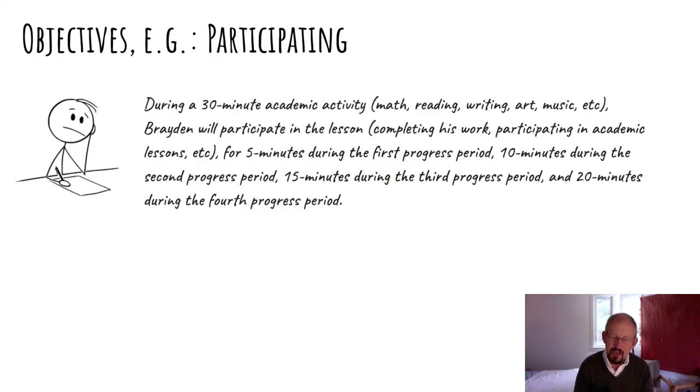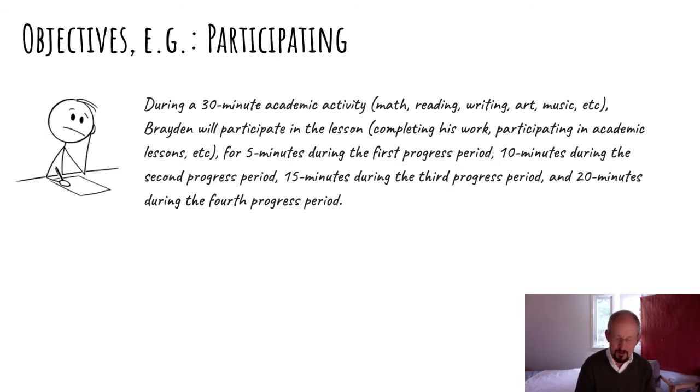Okay, let's now take another example to show some of the variability in these issues. Here's one which is longer and spelled out a little more specifically. During a 30-minute academic activity, in parentheses, giving examples: math, reading, writing, art, music, etc., Braden will participate in the lesson, meaning he'll complete his work, participate in academic lessons, and so forth, for 5 minutes during the first progress period, 10 minutes during the second progress period, 15 minutes during the third progress period, and 20 minutes during the fourth and final progress period.